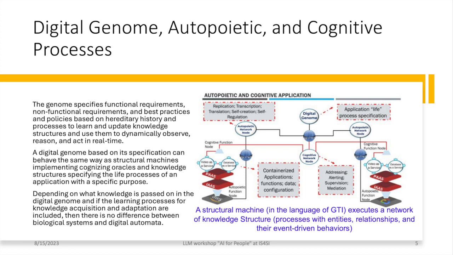A digital genome based on its specification implements cognizing agents and knowledge structures specifying the life processes of an application with a specific purpose. The life processes of an application are self-regulated through the autopoietic network, which provides the necessary environment and resources to reliably enable the cognitive network processes of knowledge acquisition and model building and its use. The picture illustrates the deployment of a self-regulating application using two different cloud resources.